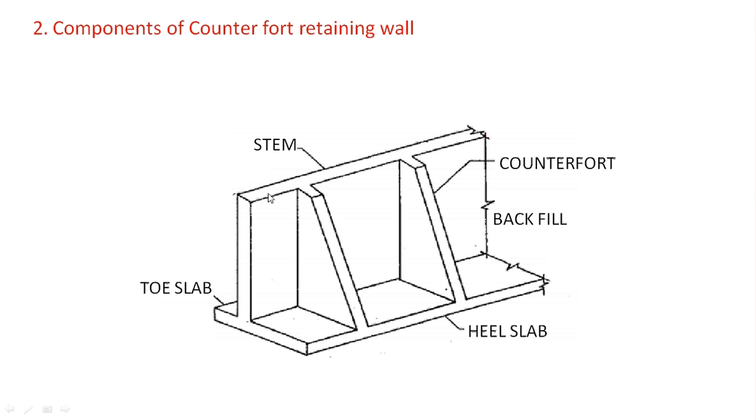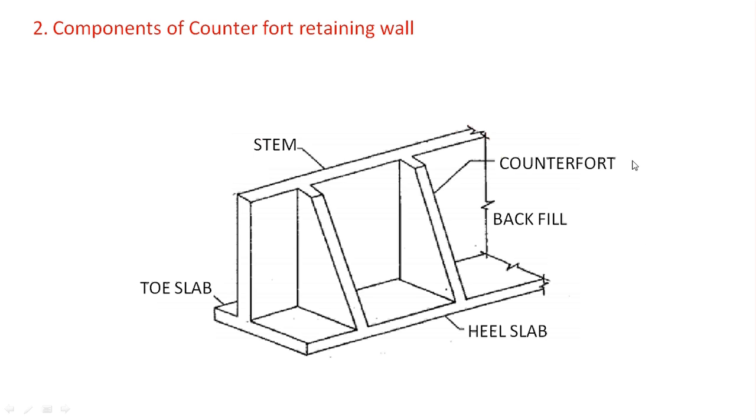So here you can see the stem and heel slab will behave as a continuous slab. Both components, stem and heel slab, will behave as a continuous member. That's why it is to be designed as a one-way distribution slab. So the stem will behave as a one-way continuous slab, and the heel slab will also behave as a one-way continuous slab. Why? Because it is connected with the stem, and the counterfort is under tension. When the backfill pressure is applied on the wall, the stem comes under pressure, and that pressure is nothing but a tension in the counterfort. So the counterfort is under tension. This is the working behavior of the counterfort retaining wall.